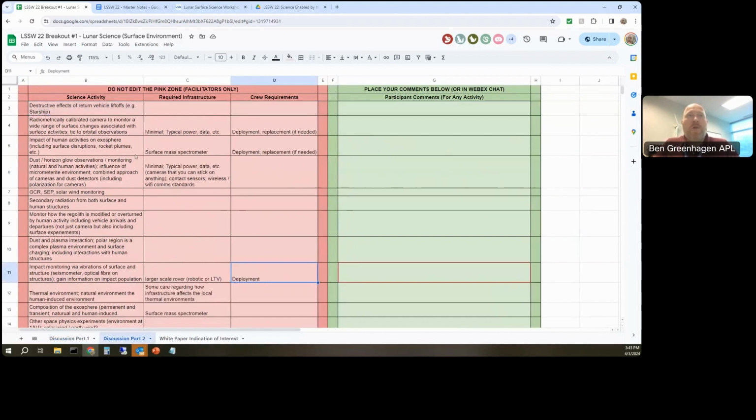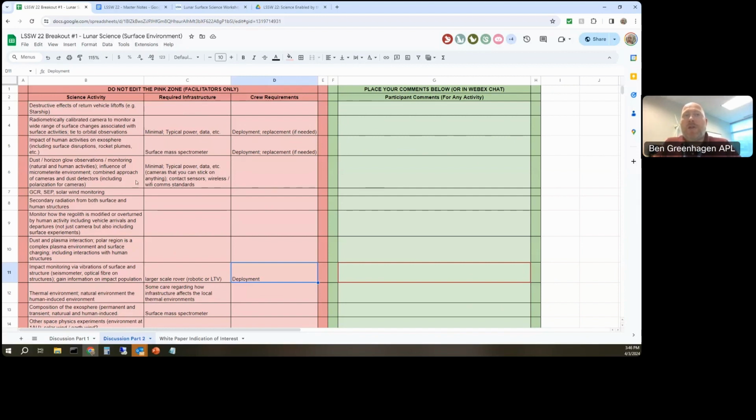The second part of our conversation was talking about what the required infrastructure is and if crew is required to do it. And as we were discussing this, it sounded like most of the things actually have pretty similar requirements. Some of the science experiments are fairly well known in terms of the power that's required, data that's required, and generally the biggest involvement from crew was the deployment phase, or if it needed to be replaced, having that as well.